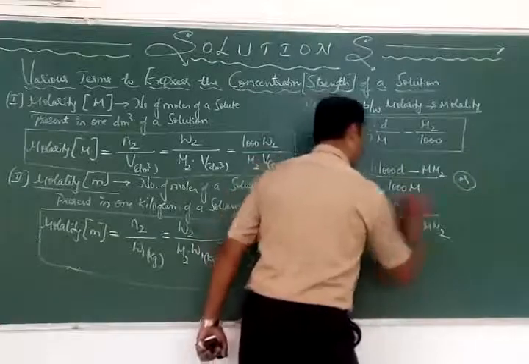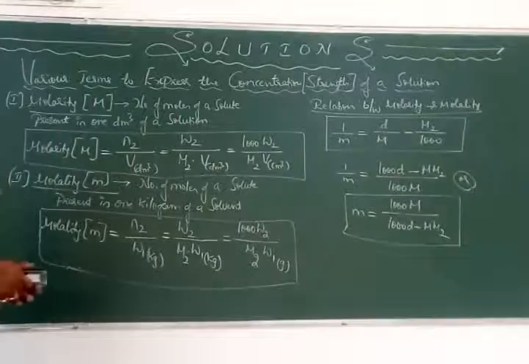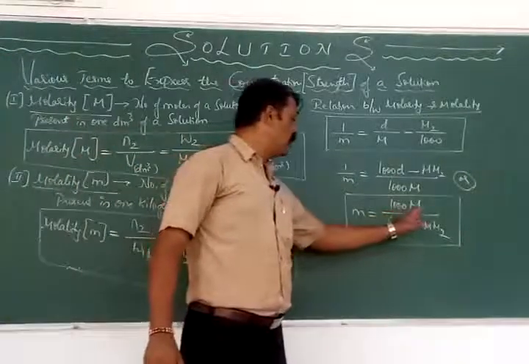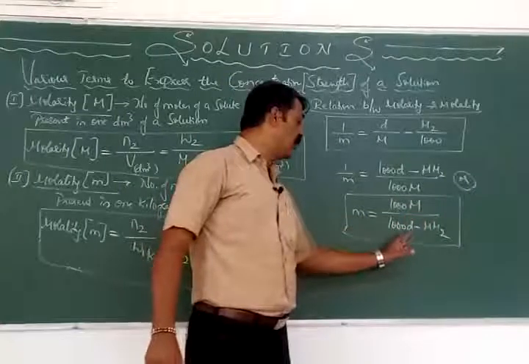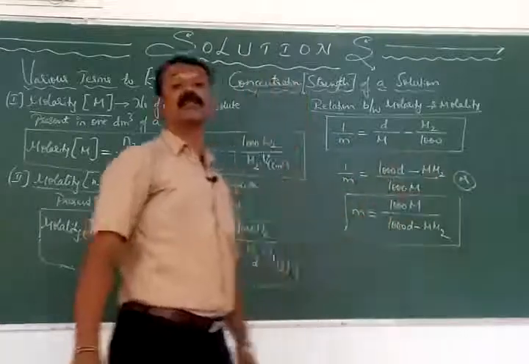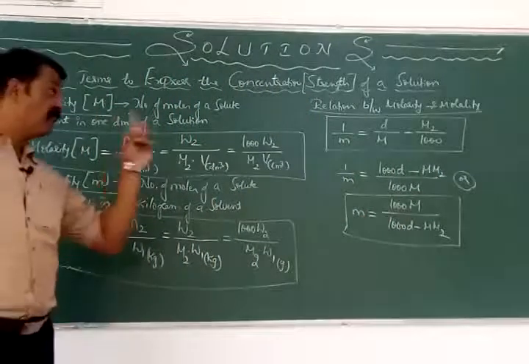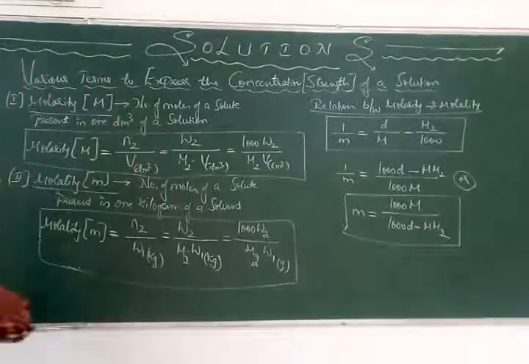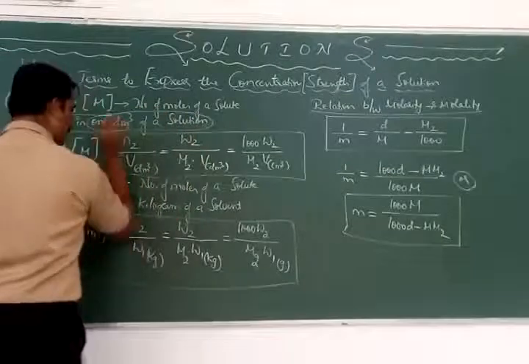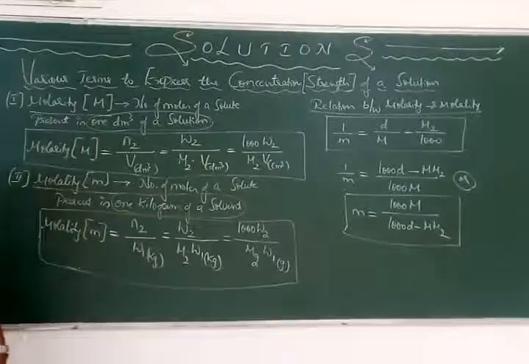What is this? The relation between the molarity and the molality. Means molality is equal to 1000 times the molarity divided by 1000 times the density minus molarity into molecular mass of the respective solute. So that we can have the relation between the molarity and the molality. So here the difference is 1 dm cube of the solution, but here it is 1 kg of the solvent.